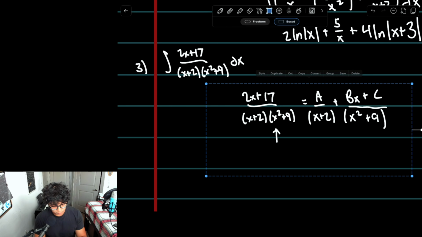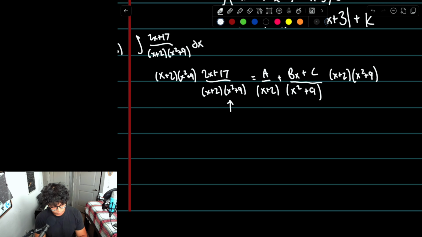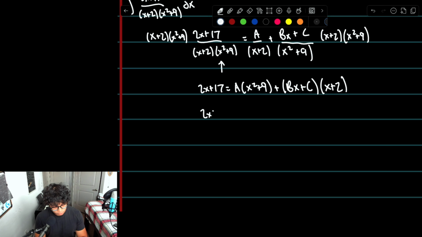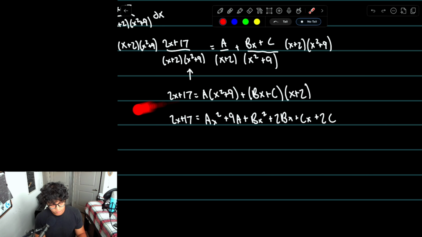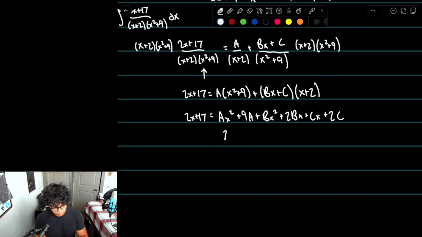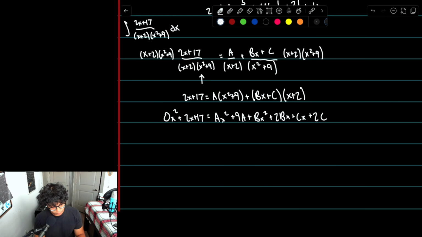And then you multiply both sides by the denominator, which will then leave you with 2x plus 17 equals a times x squared plus 9 plus bx plus c times x plus 2. And then you're going to want to distribute as well as FOIL all of these terms, which leaves you with all of this. Now you may be wondering, okay, there's an x squared over here and over here, but there's no x squared over here. Well, you would just assign a 0 with it because that's the same exact thing. You're not adding or removing anything. And then multiply that 0 again with the x squared.